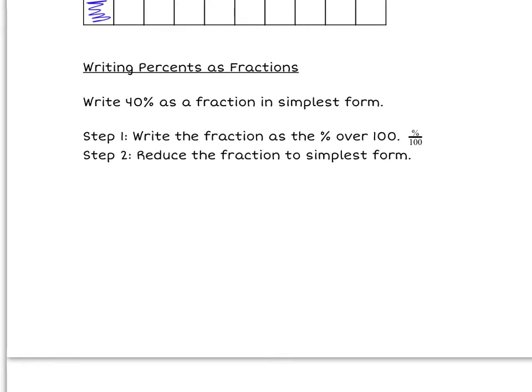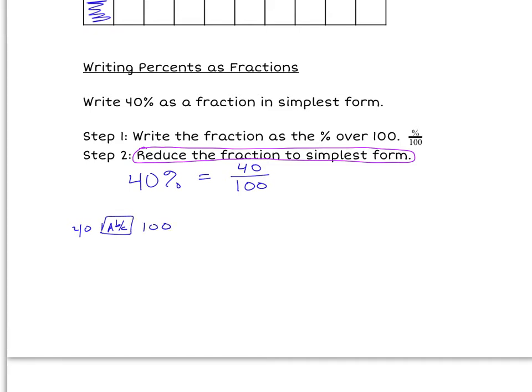Writing a percent as a fraction is pretty easy to do. First step, you're always going to take the number, so 40% is equal to 40 on the top of the fraction and 100 on the bottom. Step 2 is reducing our fraction to simplest form. There are 2 ways to do it. One, you could use your calculator with the ABC button. You'd hit 40, your ABC button, and then 100, and hit the equals key, and it would just spit out the simplest form for you.